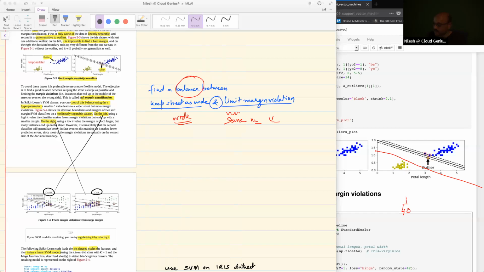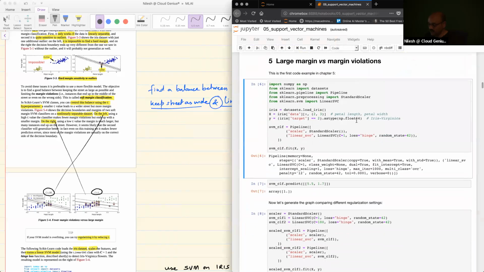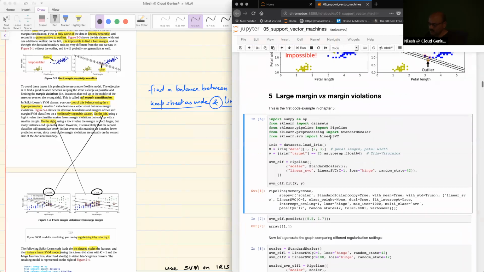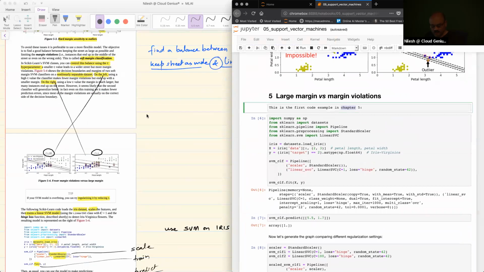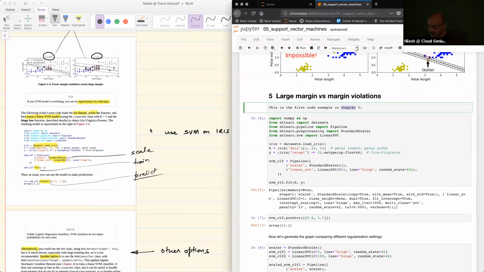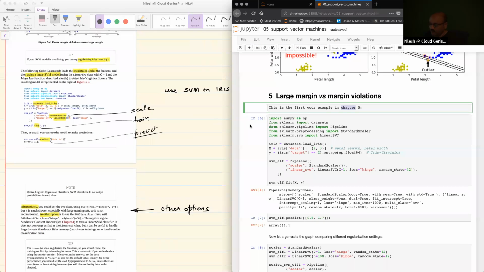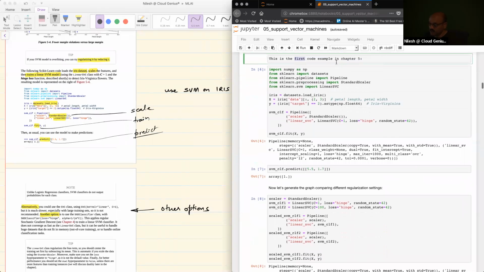So let's now run some examples. I'm clearing my screen again and see how this soft margin classification will help us understand the ideas better. So this is your first code example in chapter 5. Where is that? There it is. And there is your example. What we are really doing in this example is we are again loading the same iris dataset and running our support vector machine algorithm on that.